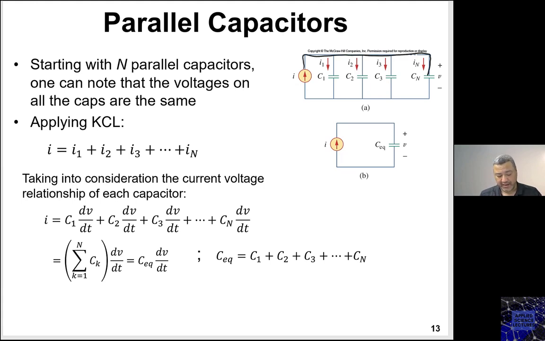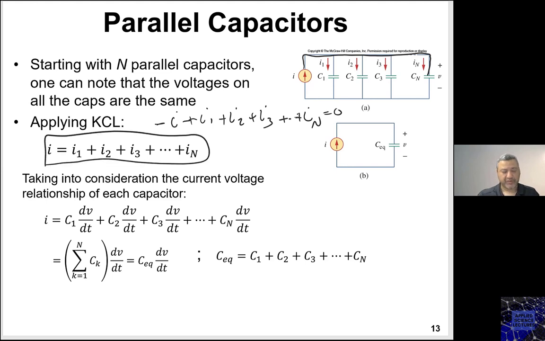you can see that I here is entering, all of them are leaving. So all of them are positive, and so minus I plus I1 plus I2 plus I3 plus IN equals zero. Take I to the other side, and you're going to end up with the current I equals the summation of all the currents, and this is from KCL.